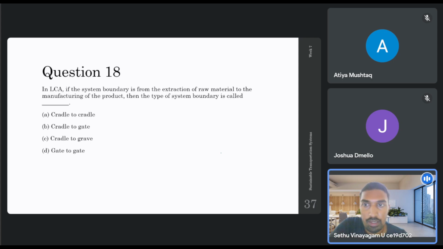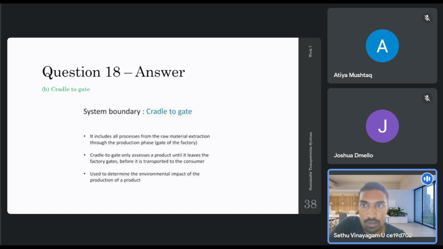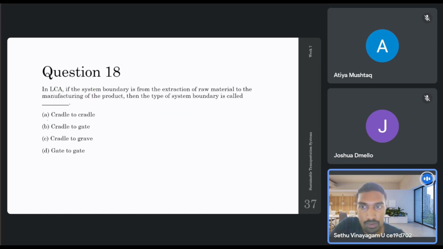Okay, so the right option is option B. It is cradle to gate, right? So we looked at all these different types of system boundaries. Cradle is from the extraction of the raw materials. If you look at a particular product, it needs some raw materials, and that's where the life cycle starts. If that is the starting point of your analysis, the starting boundary, then we call that cradle. So it is from the start.